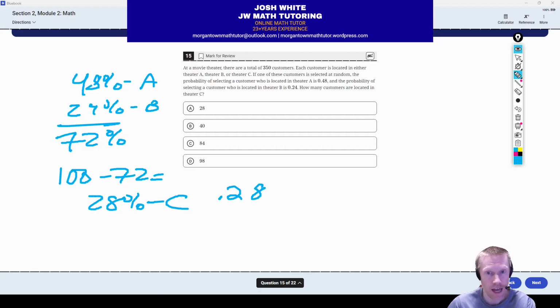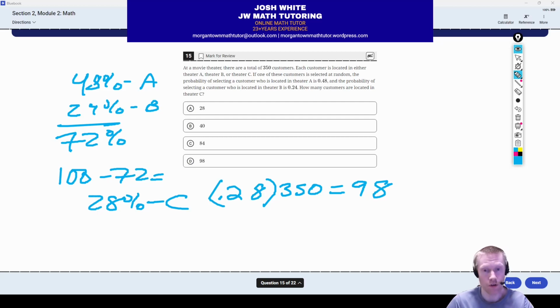Now, it doesn't ask for a percentage here. It says how many actual customers are in theater C. So we have to take this and remember to multiply it by the total, or by the 350. So that means the correct answer is 98. There are 98 customers in theater C. And so the correct answer here is letter D.